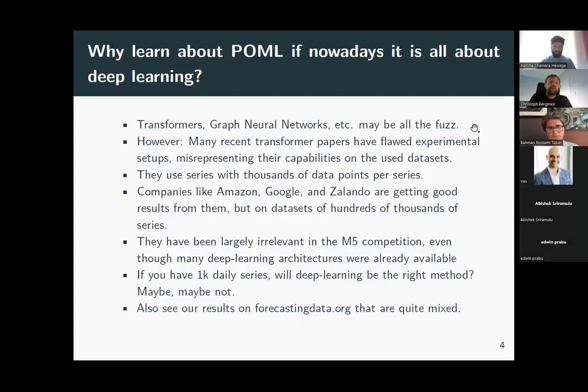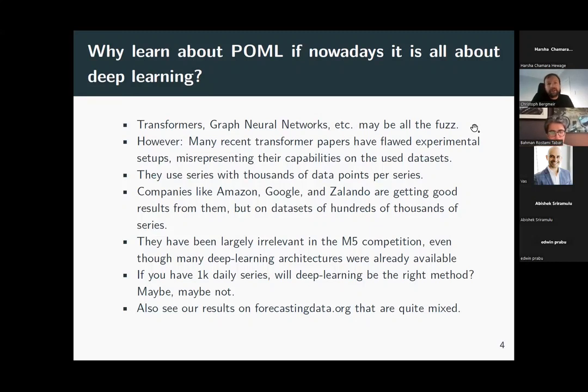If you think about your typical forecasting problem, that could be something like this: I have about 1,000 series, they are daily series. Should I try the deep learning model or not? To me, the answer is not so clear right now. Maybe it works, maybe it doesn't. You can also have a look at our data repository at forecastingdata.org, where we also ran some of these methods, and the results are quite mixed, right? Sometimes these methods work quite well, sometimes other things work better.